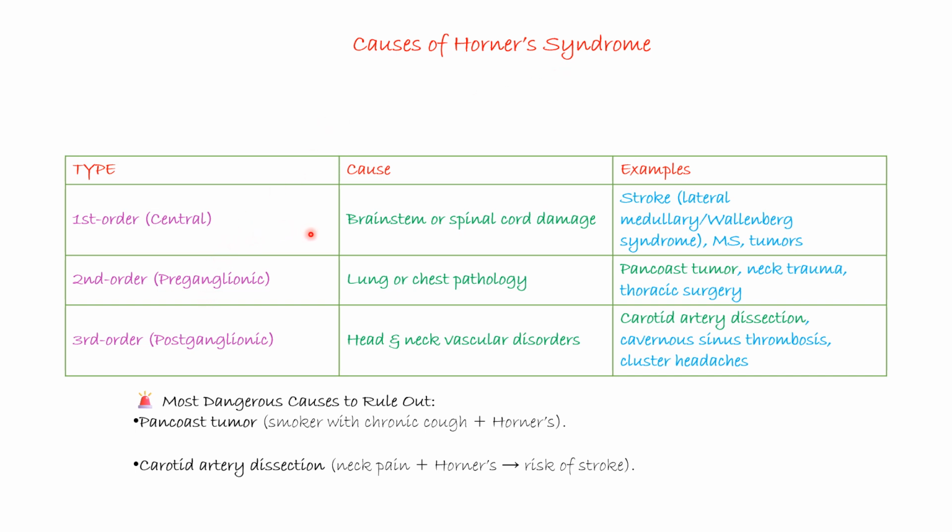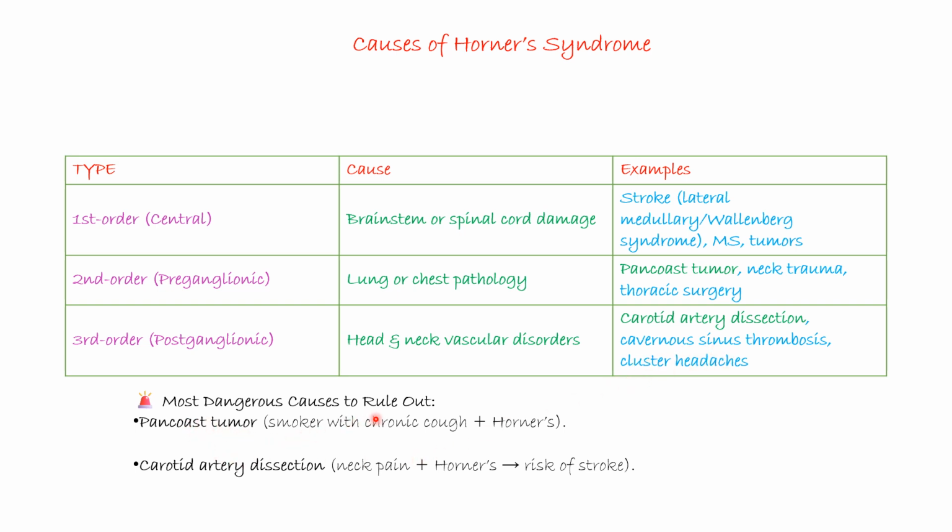The first order is the central, that is when we have lesions in the brainstem and spinal cord damage. Examples include stroke, Wallenberg syndrome, multiple sclerosis, and tumors. Second order is preganglionic. This is Pancoast tumor or chest pathology or trauma, and examples are what I've said: Pancoast tumor, neck trauma, and thoracic surgery. The third order is the postganglionic. This is when you have head and neck vascular disorders, something to do with the artery, because sympathetics go along with the vessels. So carotid artery dissection, cavernous sinus thrombosis, and cluster headache.